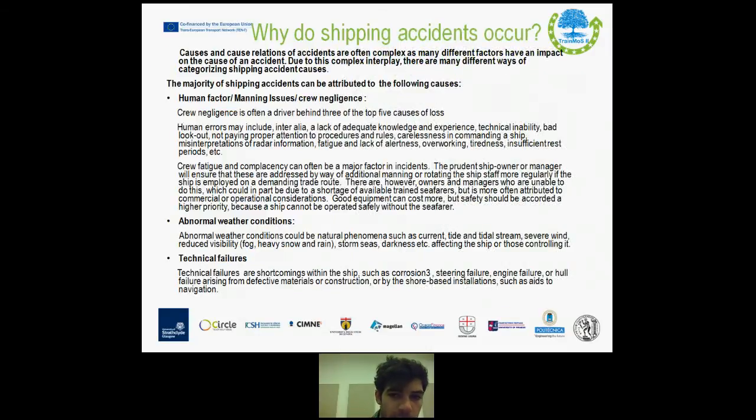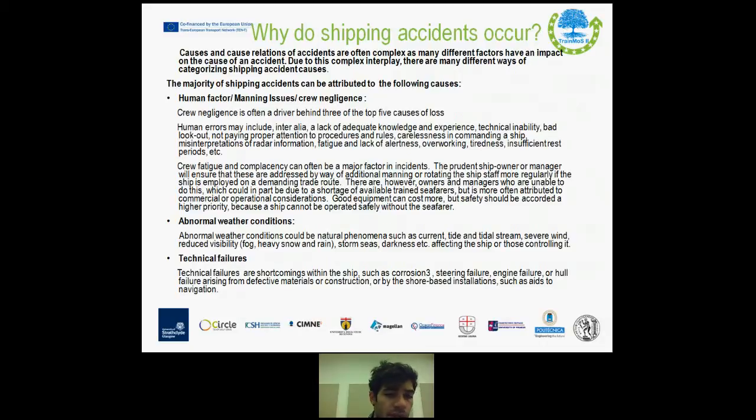But why do shipping accidents occur? Causes and cause relations of accidents are often complex, as many different factors have an impact on the cause of an accident. Due to this complex interplay, there are many different ways of categorizing shipping accident causes. The majority of shipping accidents can be attributed to the following causes. First of all, we can distinguish the human factor or the manning issues, or else called crew negligence.